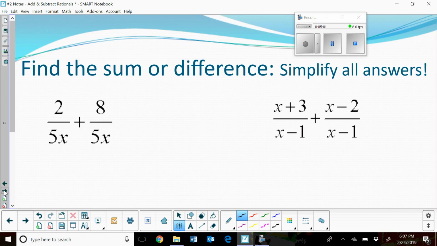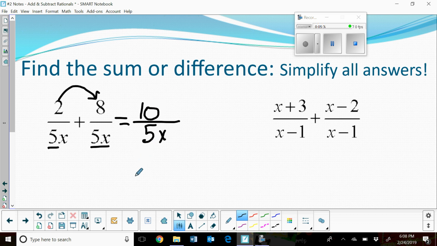Okay, so here's our lesson. We're going to start learning how to add and subtract rational expressions. Okay, a rational expression is just a fraction. So we know fractions, in order to add and subtract, you have to have common denominators. So these first two problems we're going to look at are very easy. They have a common denominator of 5x. And so I'm just going to bring my common denominator over, and I'm going to add my numerators. So I'm going to end up with 10 on the top.